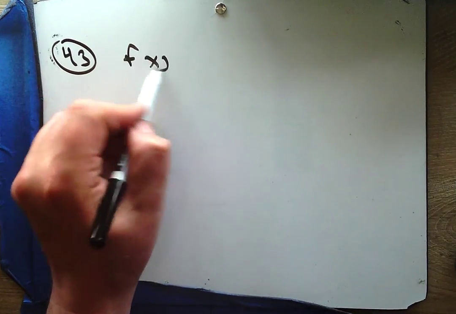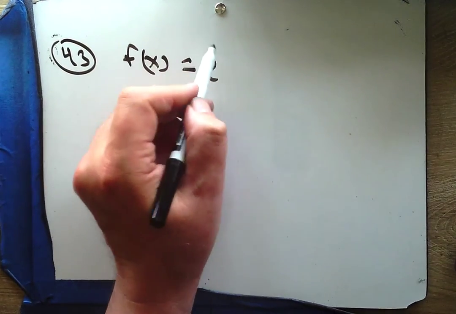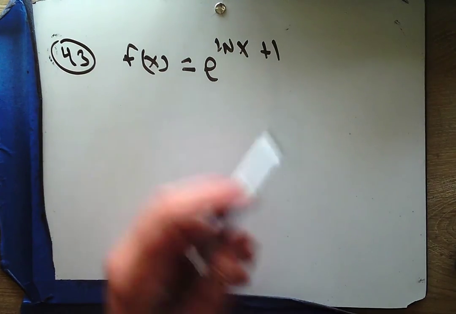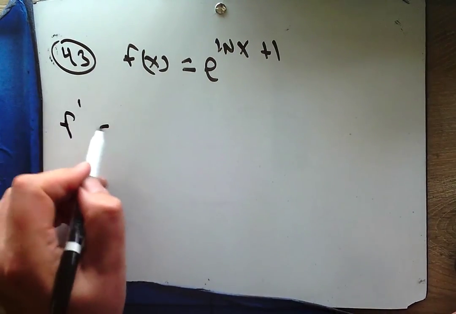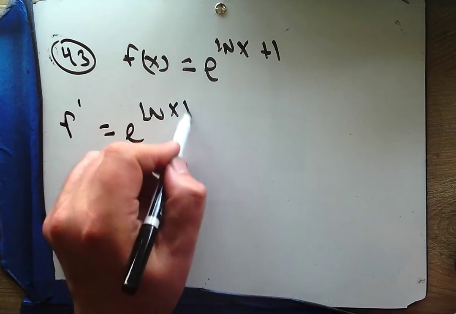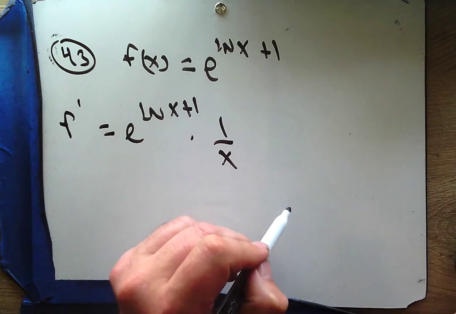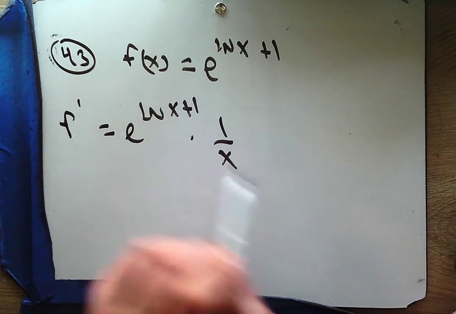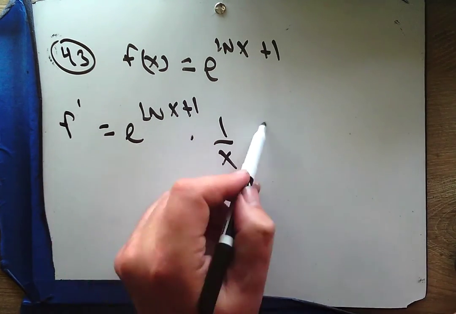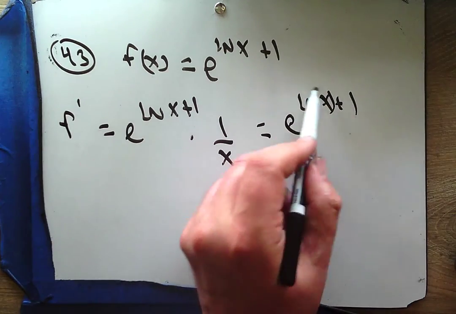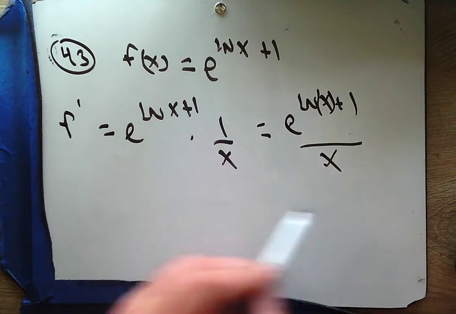f of x equals e to the ln of x plus 1. All right, I'll do it your way first. e to the ln of x plus 1 times the derivative of ln of x is 1 over x. Derivative of 1 is 0. So there's my answer. It's e to the ln of x plus 1 all over x.